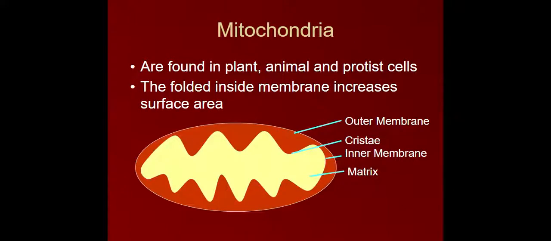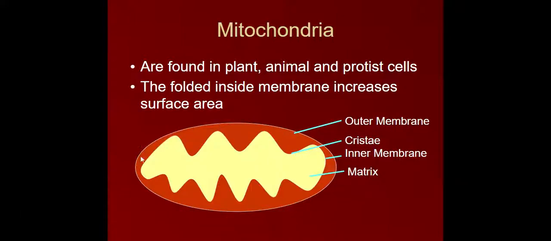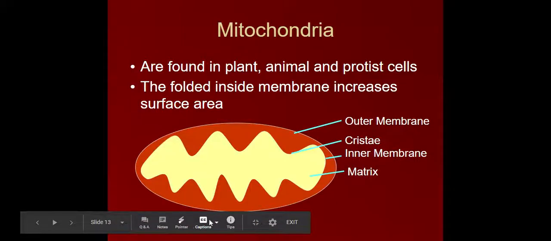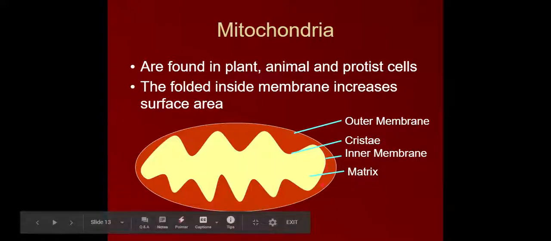Okay, so mitochondria are found in plant, animal, and protist cells. They have a folded inner membrane, which increases the surface area. That's a really important feature of the mitochondria. So we've got something here called the outer membrane, which is around the outside. We've got the inner membrane here as well. It has a double membrane, which is a really interesting feature of the mitochondria.